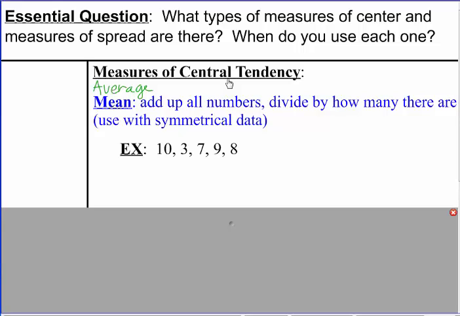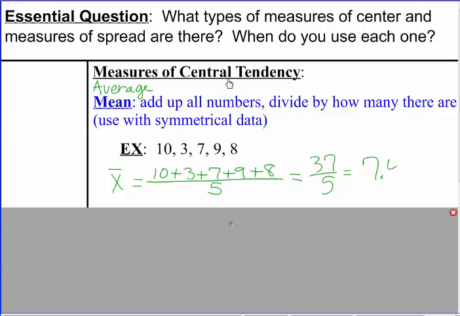So let's go ahead and show how we would find the mean. It says add up all the numbers. So that means 10 plus 3 plus 7 plus 9 plus 8. And then you divide by how many numbers there are. In this case, there are 5 numbers. Now we do have some notation for the mean. We usually use an X with a bar on top. So if you see X bar, that means you are looking for the average. That's the mean. So we'll add up all the numbers on top to get 37 over 5, which is 7.4. So this is our mean.